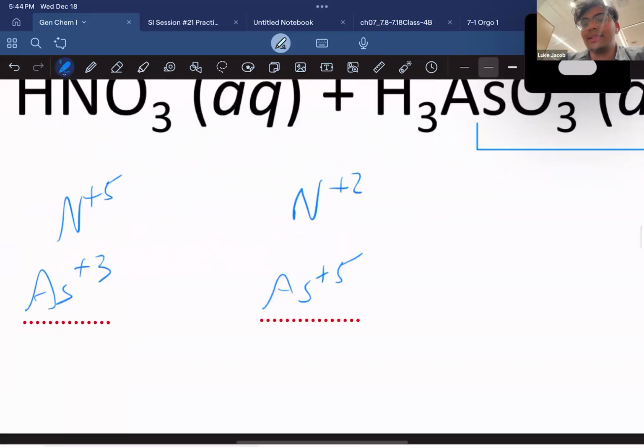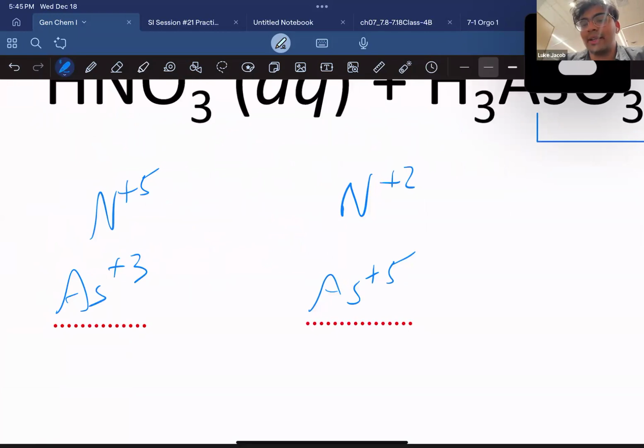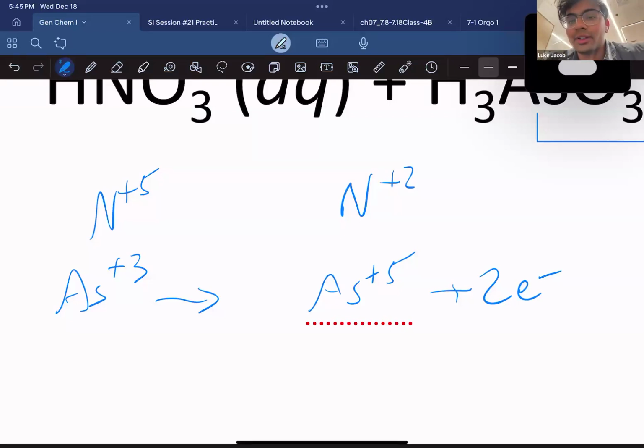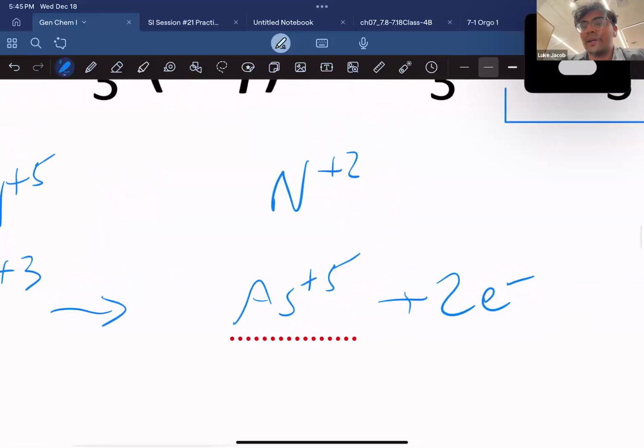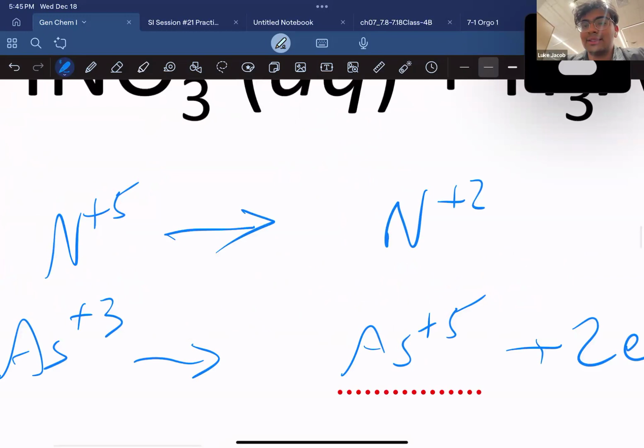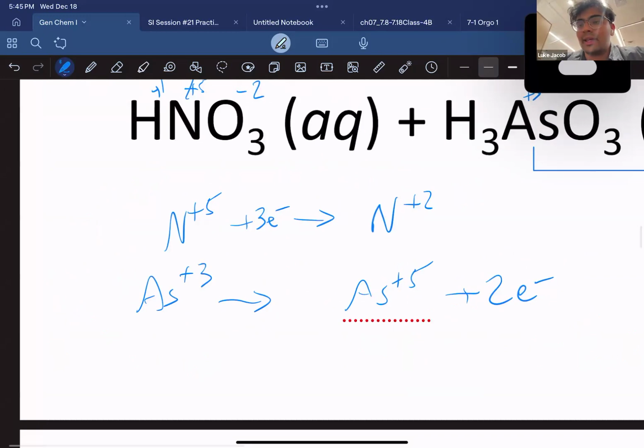All right, so that's the first step. I always like to identify what's going on and what's happening. So arsenic is getting oxidized, right? So it's actually losing 2 electrons. How do I know where to put whatever, right? There's a conservation of charge and mass with redox reactions. With every reaction, there is a conservation of charge and mass. So as you can see here, it's losing 2 electrons to become a +5, right? Think of the negative, right? It's +5 -2. For here, it's gaining 3 electrons to become N +2, right?